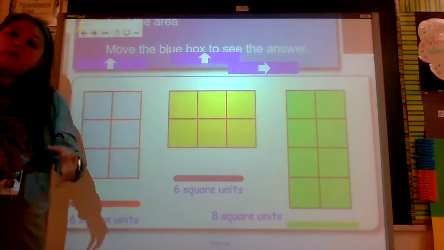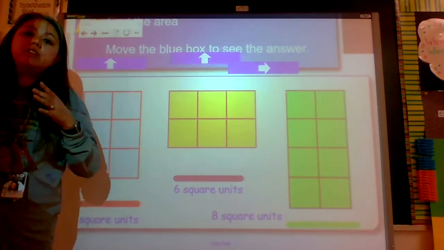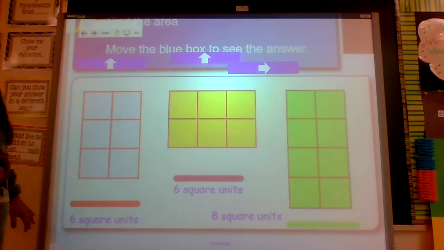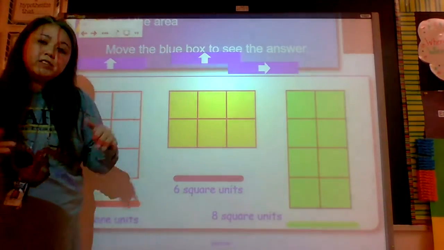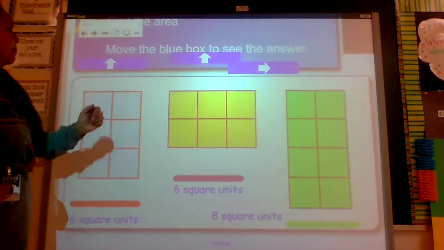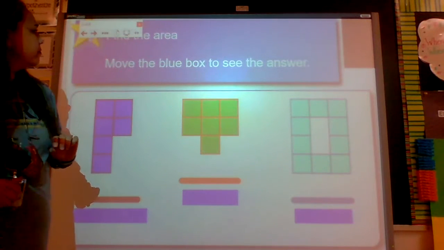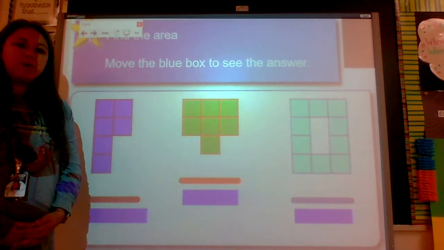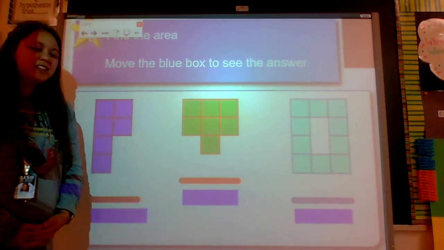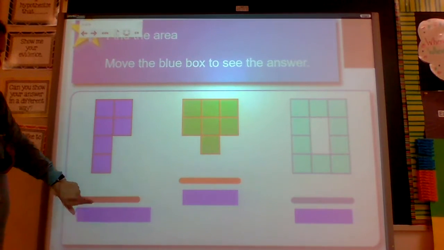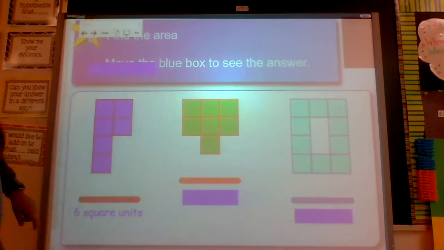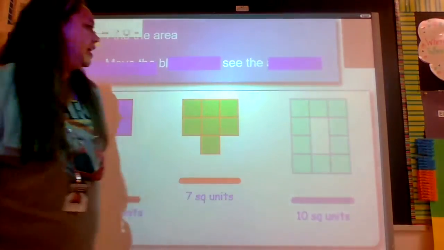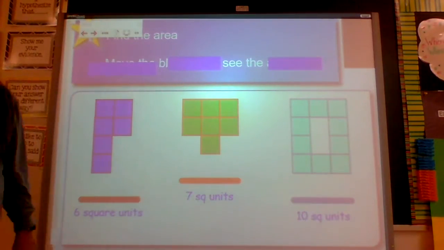Notice we're using squares as our unit to measure. We're using something with length and width, so it's covering up space. So think of area as the number of squares it takes to cover the surface of something. Okay? Go ahead and pause the video and work these problems. Okay. Hopefully you got 6 square units, 7 square units, and 10 square units.